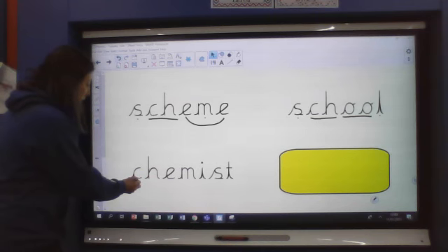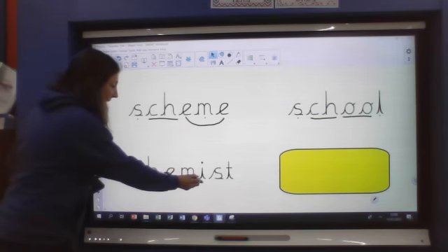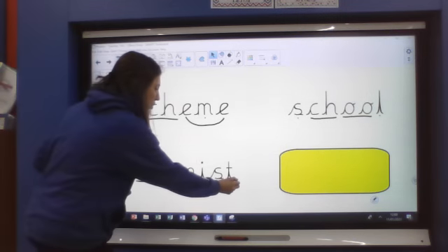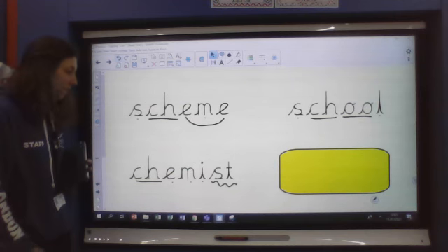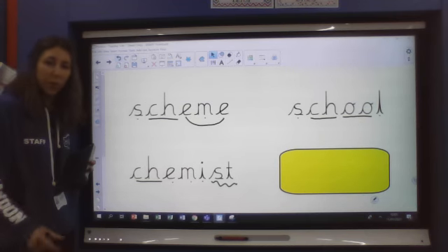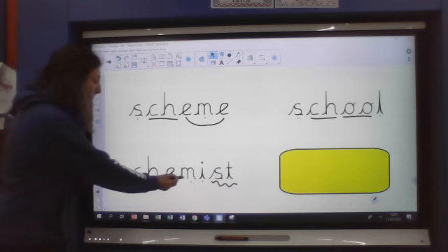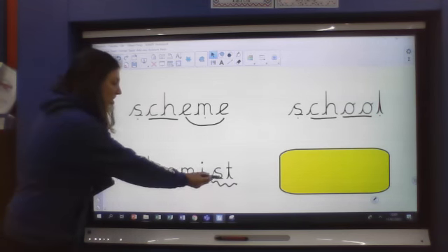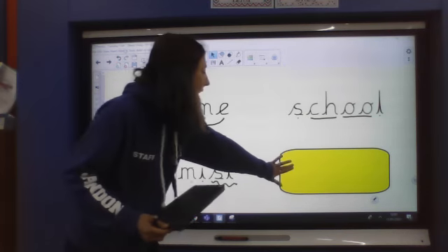This one starts with the k sound. K, e. We join those together because that's a blend. It's a consonant blend, isn't it? The S and the T. It's easier if we do a st sound. So let's read together. We've got k, e, st. Chemist. One of your spelling words. We talked about that one yesterday.